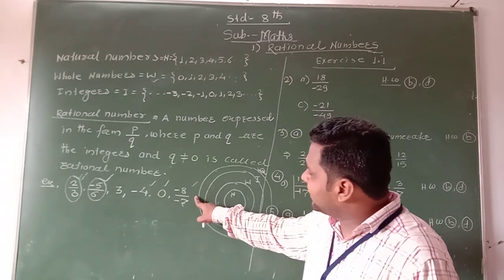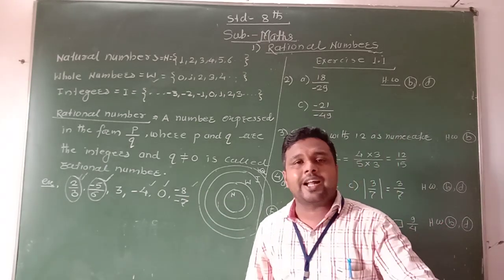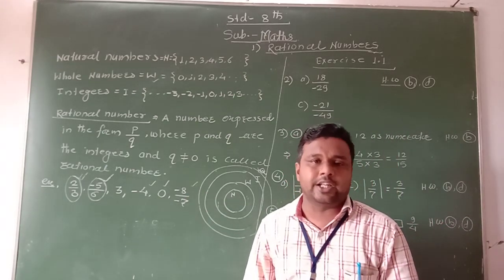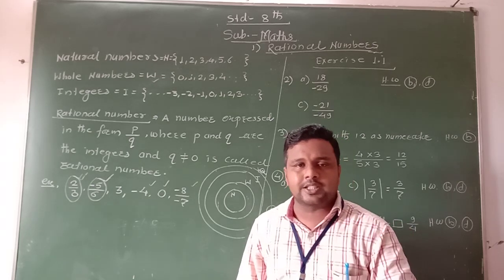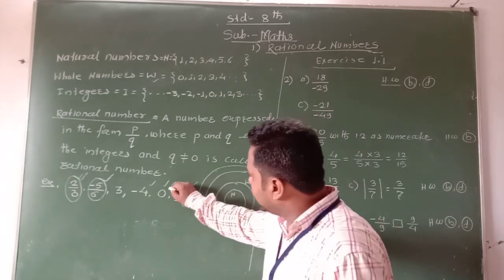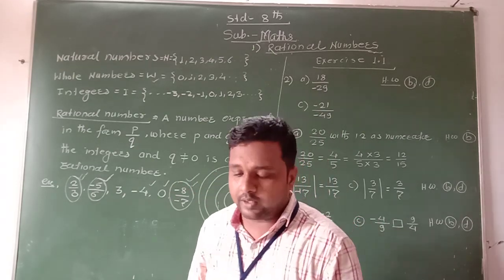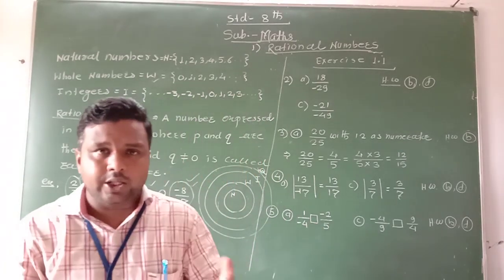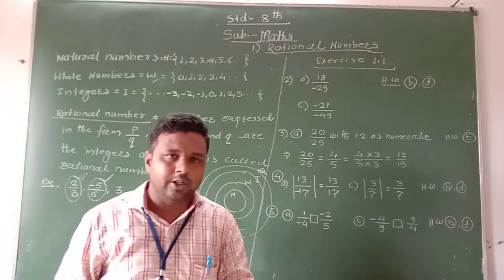Now what about the next example, minus 8 upon minus 7? Here the numerator and denominator both are negative. This means the numerator and denominator have the same sign. Then according to the definition, this rational number is called a positive rational number. Students, I hope you understand the difference between the positive rational number and the negative rational number.